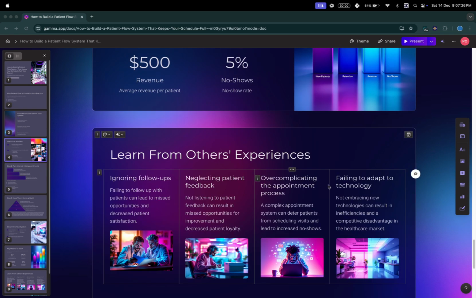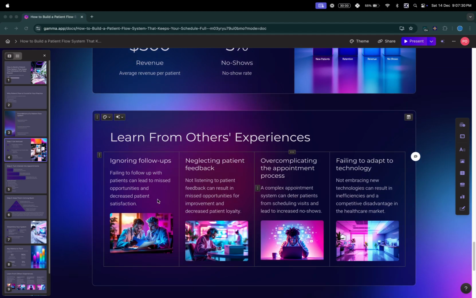And so that's the big picture. Don't ignore follow-ups, don't neglect patient feedback, especially on Google reviews and Yelp. You can see what negative reviews they're talking about. So that's the big picture.